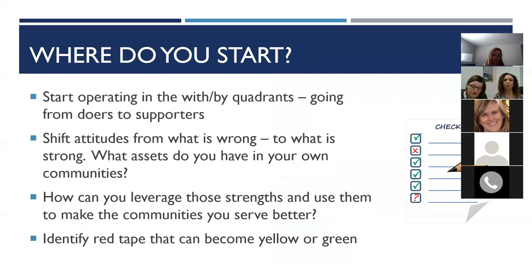Shifting your attitudes from focusing on what is wrong to what is strong. What assets do you have in your own communities? Think about people. Do you have gardeners, tinkerers, storytellers? What about geography? Are you close to a park, by the lake, close to community centers or doctor's offices? Those things are all strengths, and it focuses on what you do have rather than what you don't. How can you leverage those strengths and use them to make the communities you serve better?